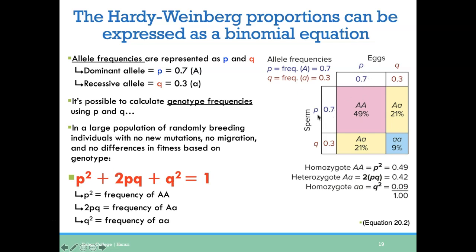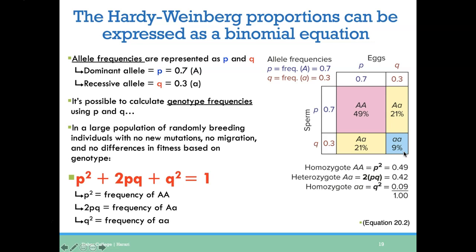If you take p squared, p times p, right? P times p represents the genotype frequency of big A, big A. Right, so p squared represents the frequency of big A, big A, because p squared is equal to 0.7 times 0.7. That represents the genotype frequency of big A, big A. Similarly, to figure out the genotype frequency of little a, it would be q squared, or 0.3 times 0.3. So in this case, it would be 0.09, or 9% would be little a.